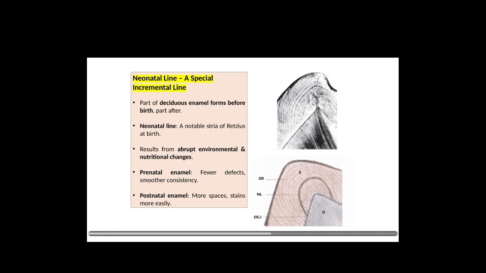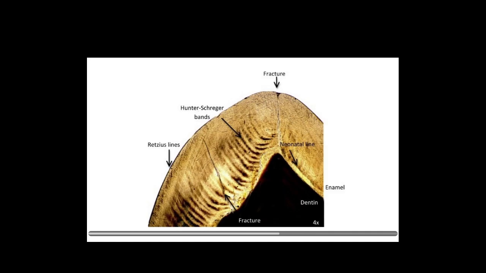The neonatal line is a distinct stria of Retzius marking birth. It highlights the transition from prenatal to postnatal enamel, reflecting abrupt environmental and nutritional changes. Prenatal enamel is smoother with fewer defects, while postnatal enamel has more spaces and stains more easily, indicating the impact of birth on enamel formation. Figure showing neonatal line and lines of Retzius.